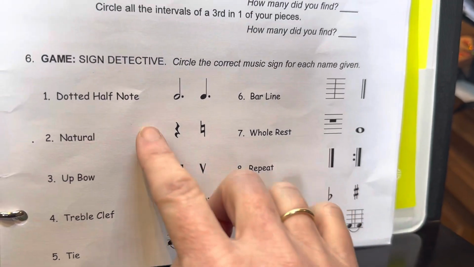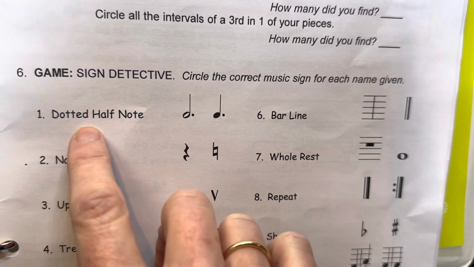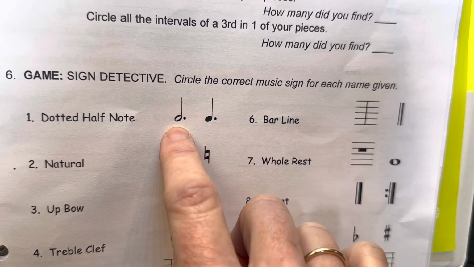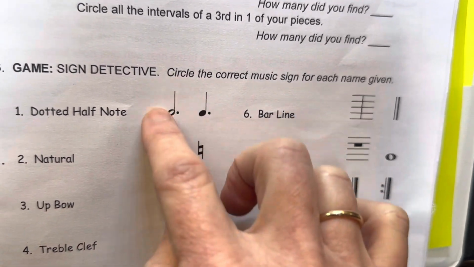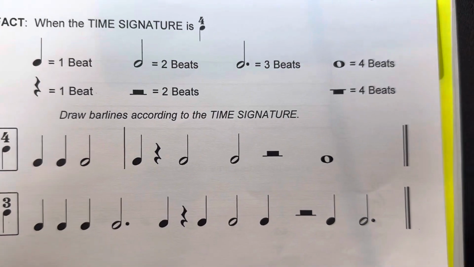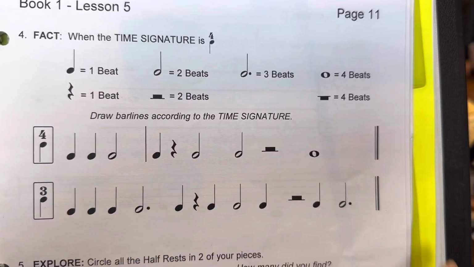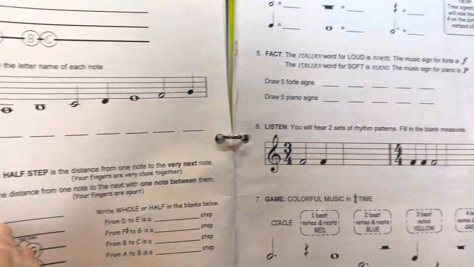Here you get to play a little game. Circle the correct musical sign for each name given. Dotted half note. Well, there's a half note with a dot after it, so that's the correct answer. This little section here in 4 is nice to remind you how many beats for the rests and the notes.